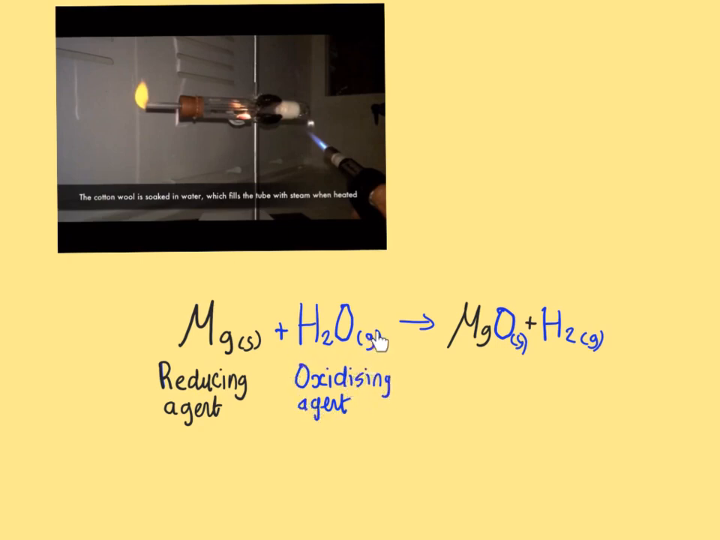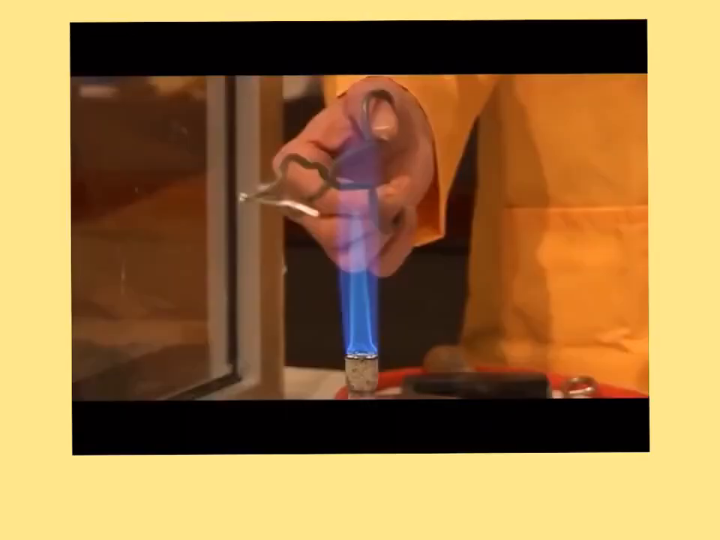We can see that on this side of the equation, magnesium has gained oxygen and therefore it's been oxidized. The steam has lost its oxygen and therefore it's been reduced. So the reducing agent gets oxidized and the oxidizing agent becomes reduced. So let's now look at a quick video of magnesium just burning in oxygen.